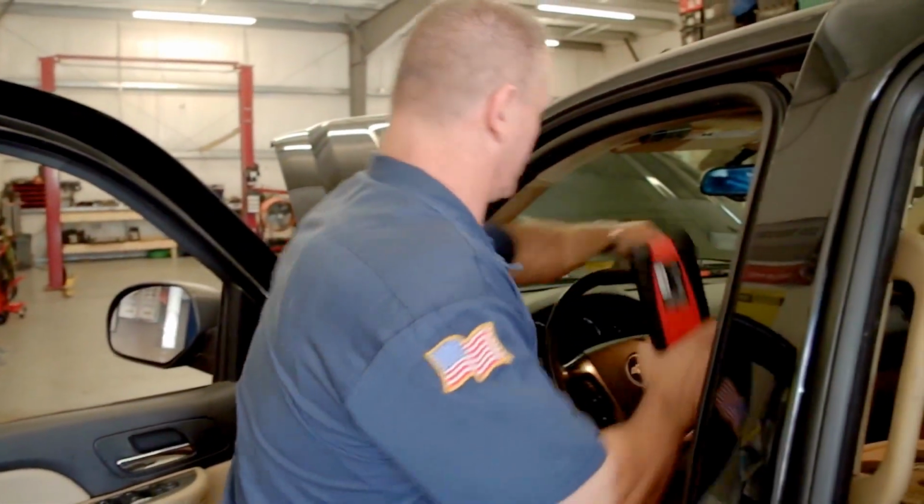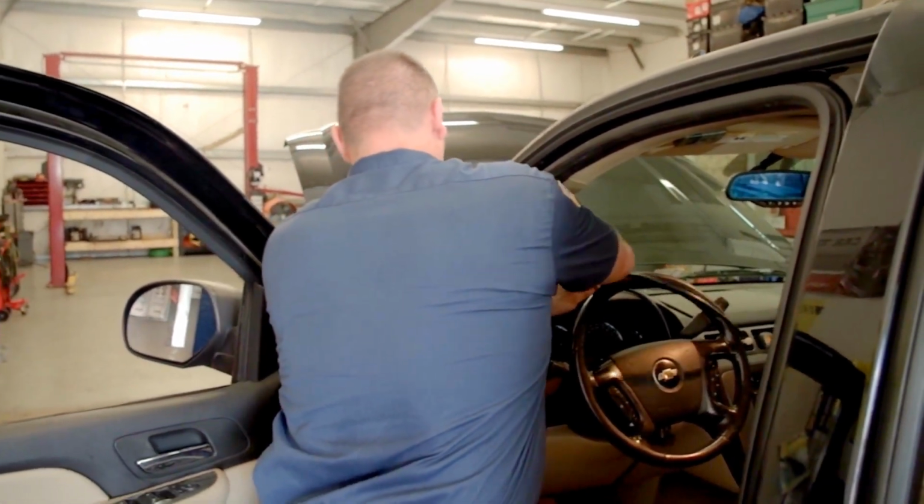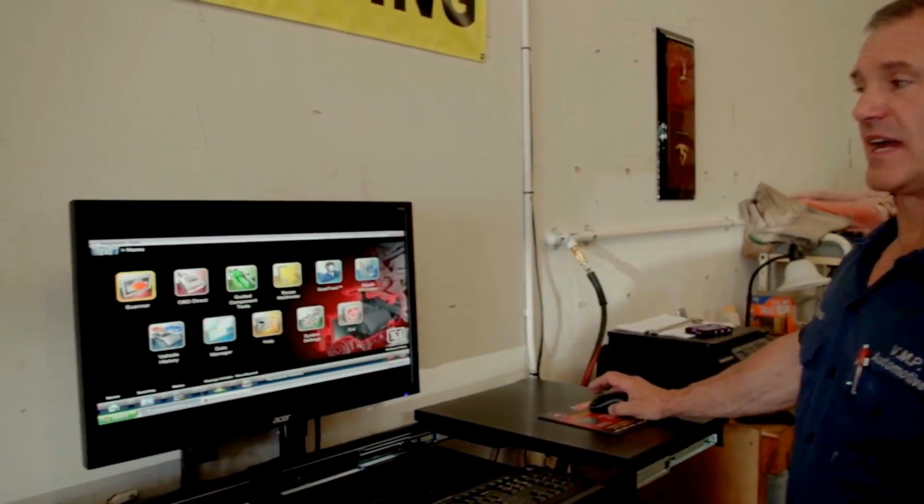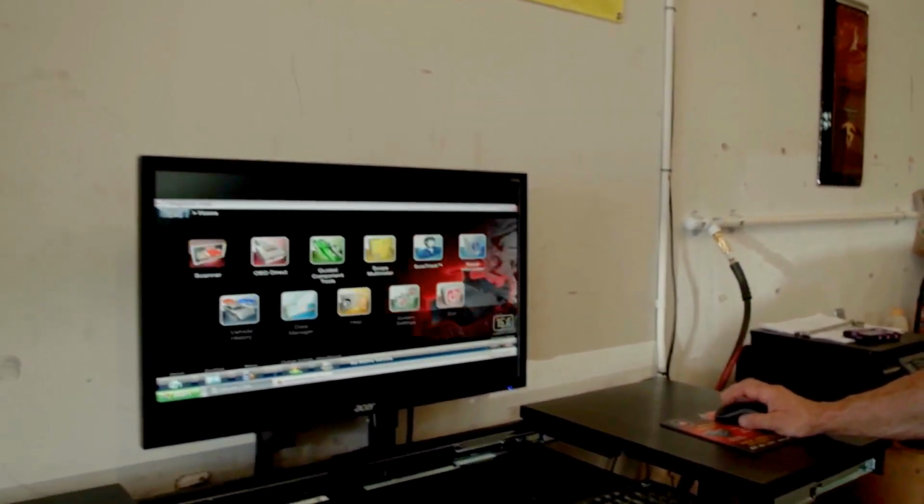I'm going to take my wireless adapter. I'll put it up here on the hood. Okay. So now we're ready to start working. I'm going to pull up my diagnostic suite. There's my scanner.